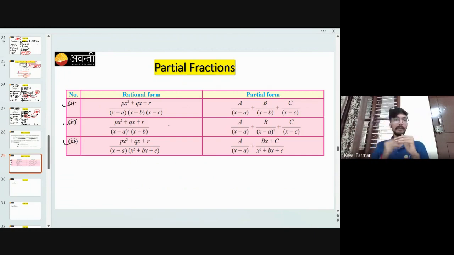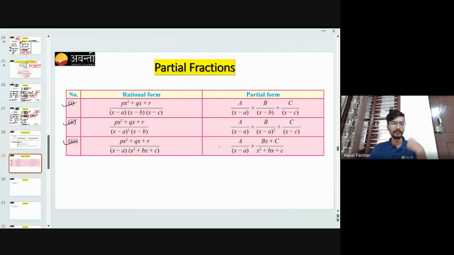Now what do you mean by partial forms? These are the partial forms. Like for one, the corresponding partial form is A upon x minus a plus B upon x minus b plus C upon x minus c. For two, the corresponding partial form is this. And for the third one, the corresponding partial form is this.